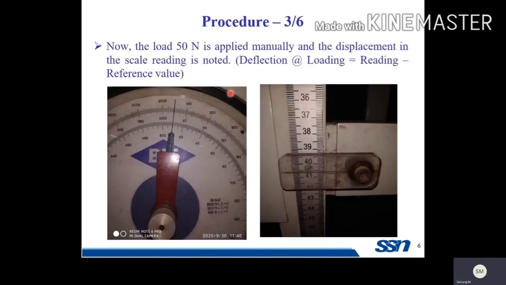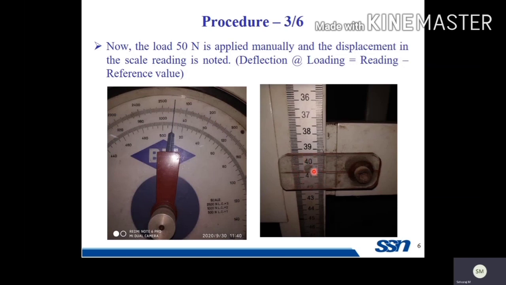Now you apply the load. You can apply a 50 Newton load. This is 100, the starting point, and from the starting point to the middle of this 100 it is 50 Newton. So a 50 Newton load is applied, and the corresponding deflection you can measure from this scale.